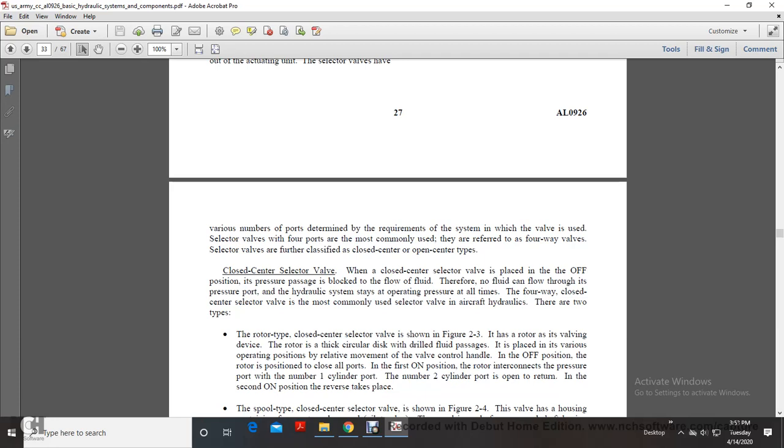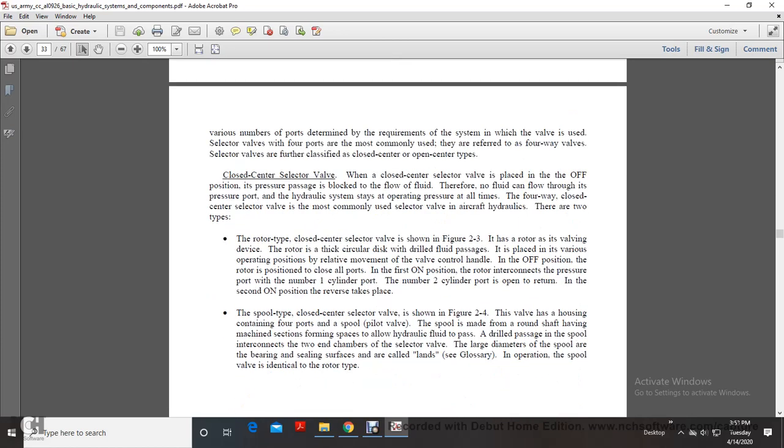Closed center selector valve. When a closed center selector valve is placed in the off position, the pressure port is blocked, so no fluid can flow through the pressure port and the hydraulic system stays at operating pressure at all times. The four-way closed center selector valve is the most commonly used selector valve in aircraft hydraulics.